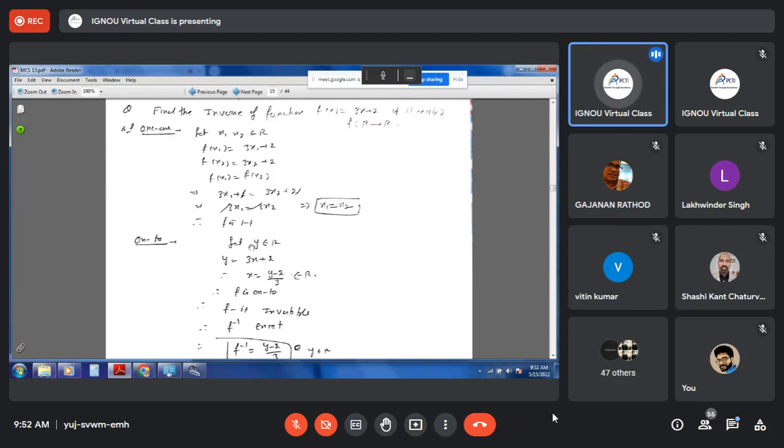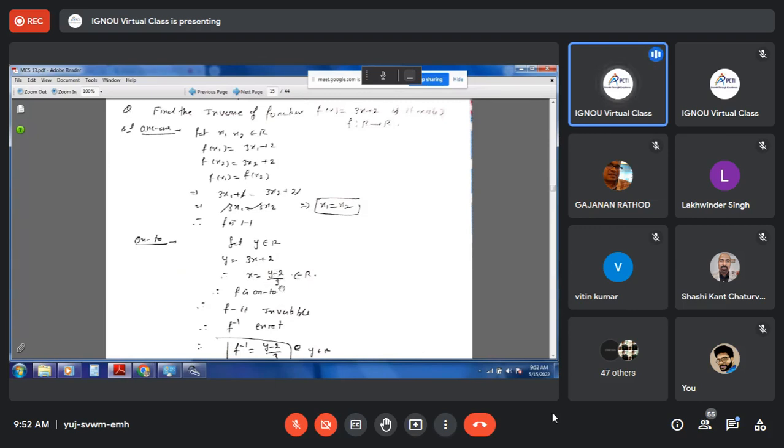Let y belong to R. But why do we take y? Because we discuss within the mirror. Y belongs to R. Who is y? Y is 3x plus 2. F of x means y. From here, every time, find out x. X is equal to (y minus 2) divided by 3.